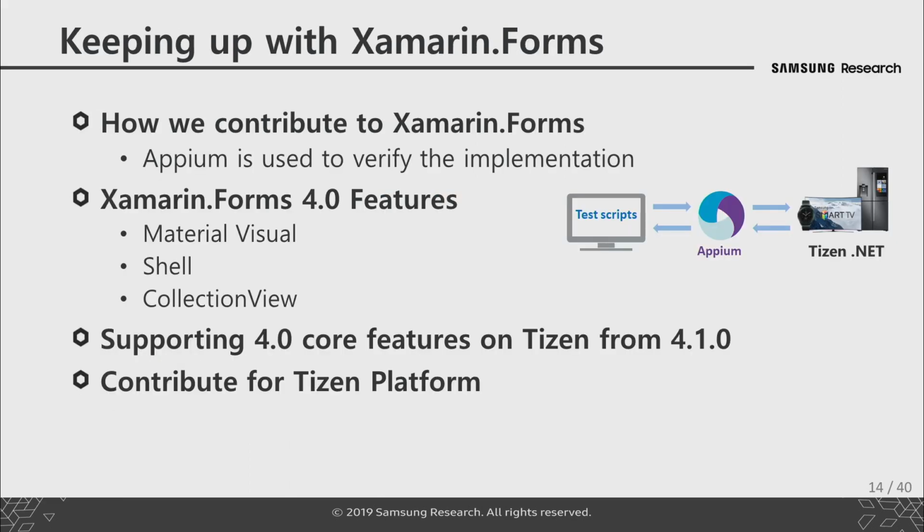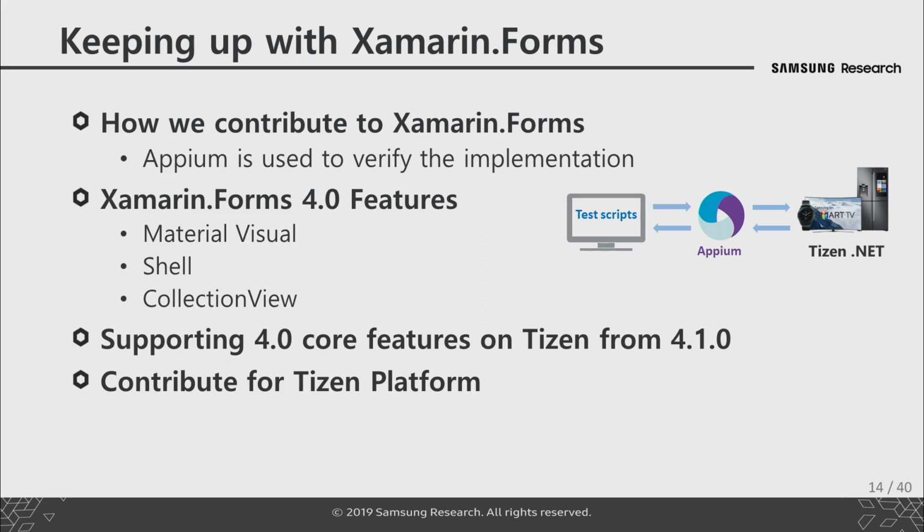We'd like to keep up with Xamarin Forms. So, about how we contribute to Xamarin Forms: when there's a new feature added on the Xamarin Forms core project, then we start to implement the feature for Tizen. We use Appium, the UI automation test framework, to verify the new implementation on the Tizen device profiles like mobile, wearable, and TV, and emulators. And when this UI automation test is okay, then we create a pull request to the Xamarin Forms core project. And we also contribute to Appium for Tizen support.